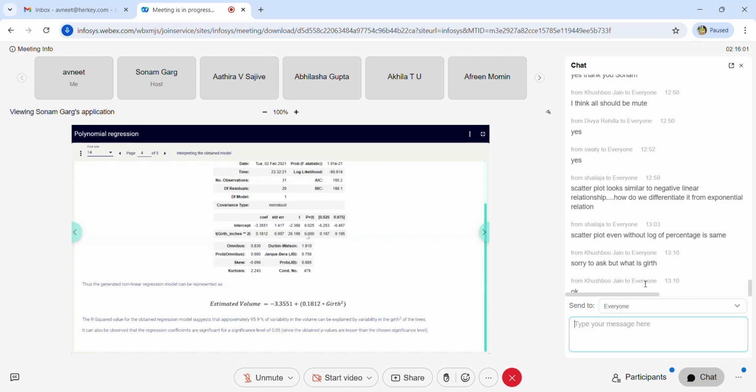So see what quickly, if you want to analyze and conclude, what you can see is if this value here is lesser than your chosen significance level, that means keep it. If it is more, we can ignore it. It will not add much difference to your analysis.